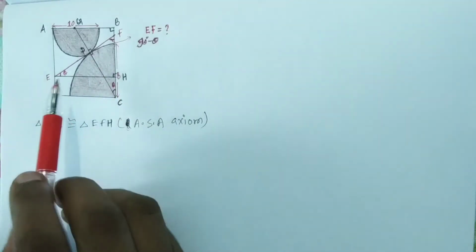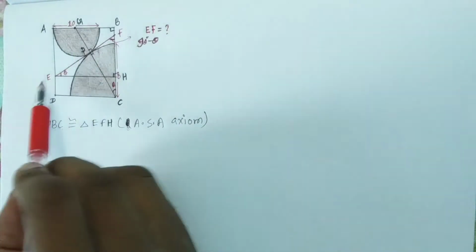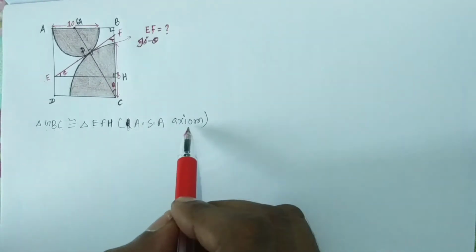Now see in both triangle GBC and triangle EFH, these triangles become congruent by the angle side angle axiom.